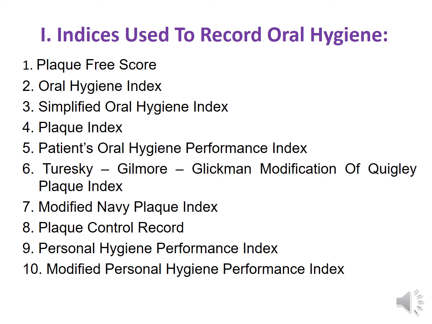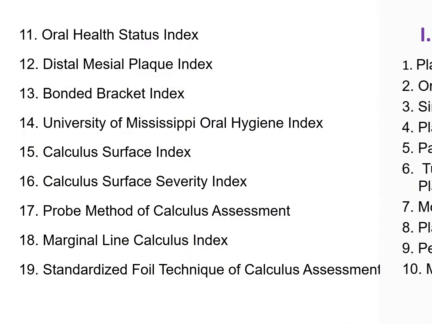plaque-free score, oral hygiene index (OHI), which is mostly used, or simplified oral hygiene index, plaque index, patient oral hygiene performance index, Turesky, Gilmore, and Glickman modification of Quigley-Hein plaque index. 7 is modified navy plaque index. 8 is plaque control record. 9 is personal hygiene performance index. And 10 is modified personal hygiene performance index.